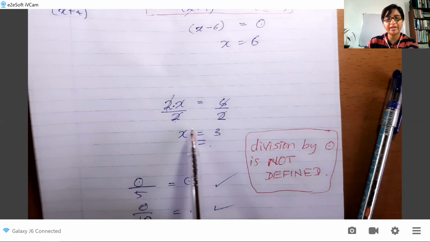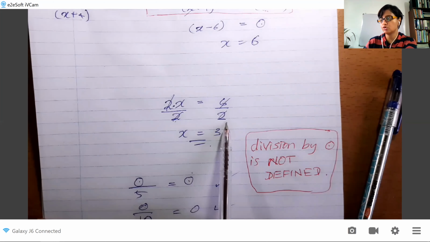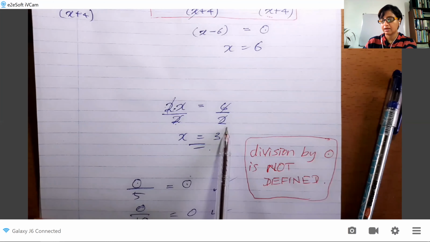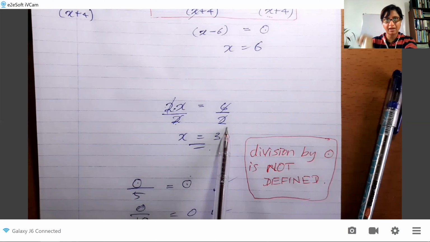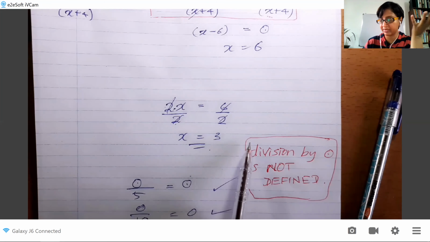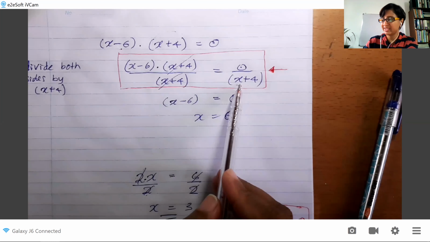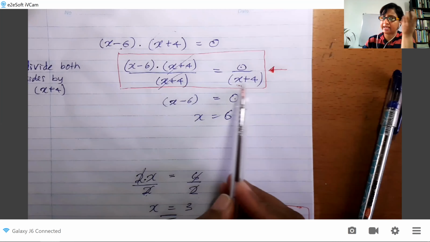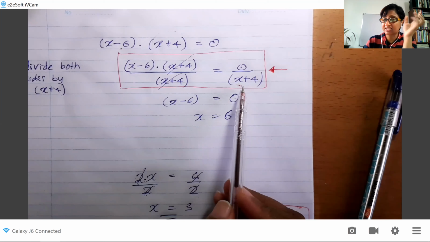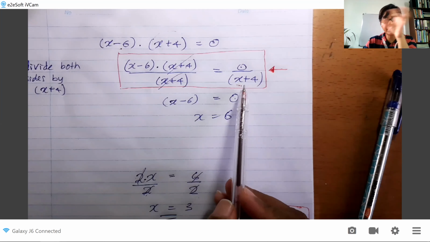Here I was dividing by 2. There was no doubt there. Can this 2 ever become 0? No, there's nothing like that. 2 is 2. I'm dividing by 2. It's solid 2. But here you are dividing by a variable. x is a variable. x is an unknown. Then x plus 4 is unknown.